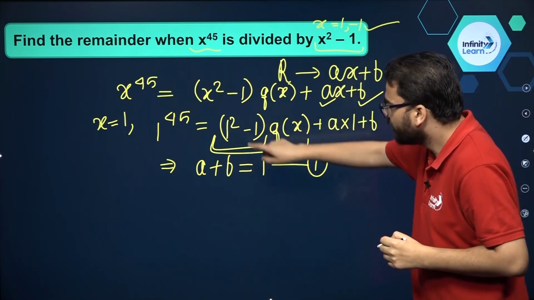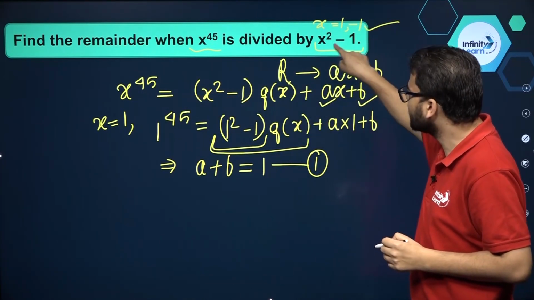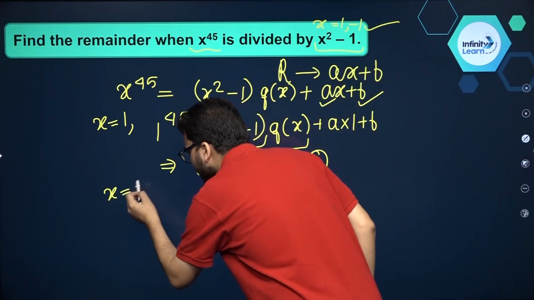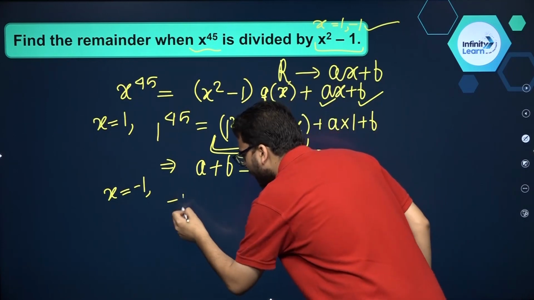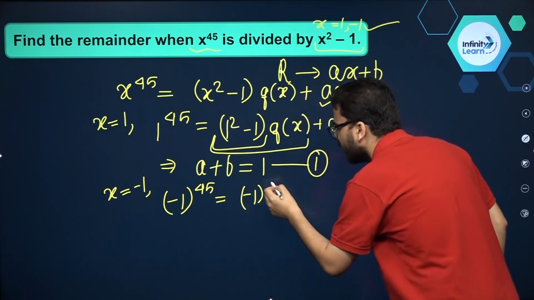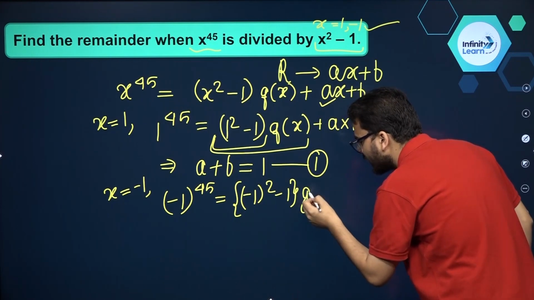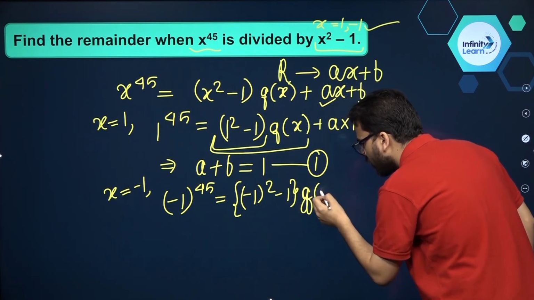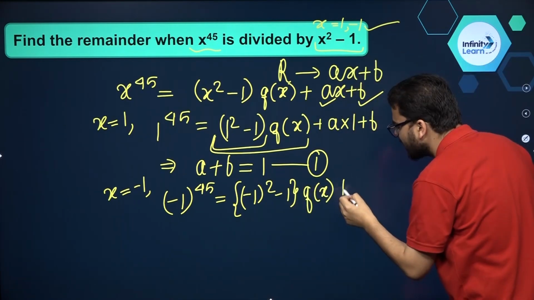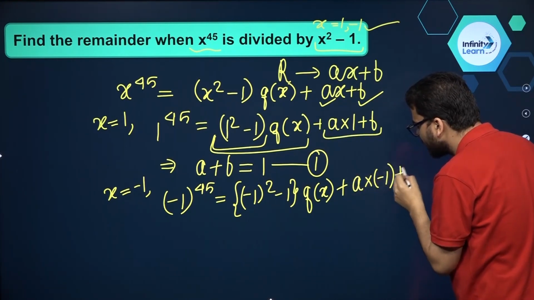Now in the second case, we can put x is equal to minus 1 in this equation because minus 1 is also a 0 of this polynomial x square minus 1. So I am putting x is equal to minus 1 as well over here. So what will I get? Minus 1 raised to the power 45, that is equal to minus 1 square minus 1, and we have got over here q of x, the quotient polynomial which we don't know exactly, right? This is q of x, and in this linear polynomial as well, you will put x is equal to minus 1 plus b over here.